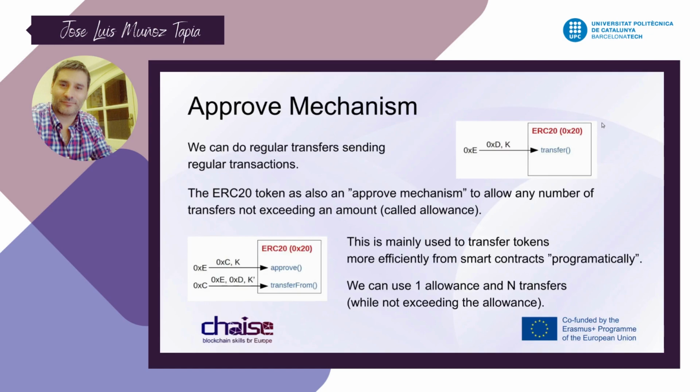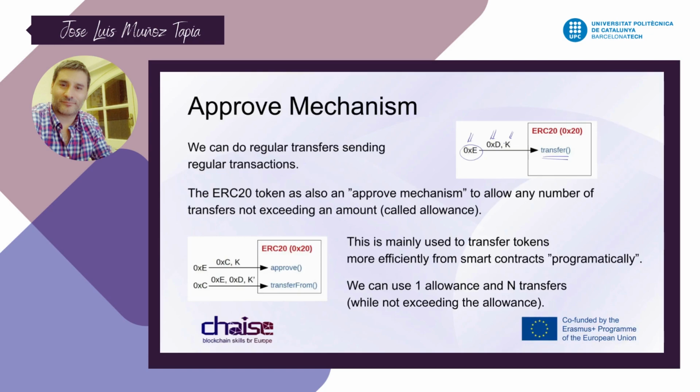So, how does the approve mechanism work? If you do a direct transfer, essentially you are this account, and you just put here the destination of your tokens, and here you are transferring K tokens to the account 0xD. 0xD or 0xE represent generic accounts of Ethereum.